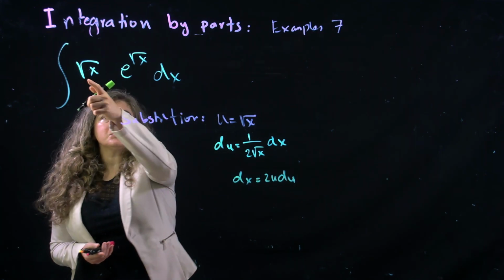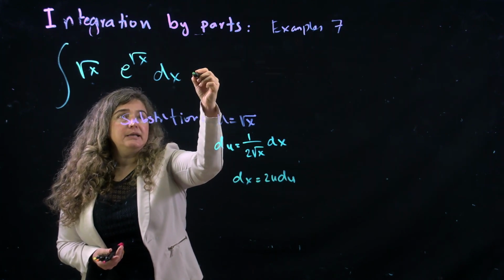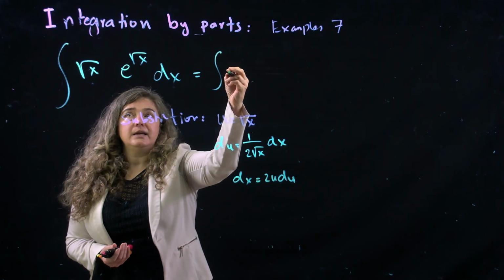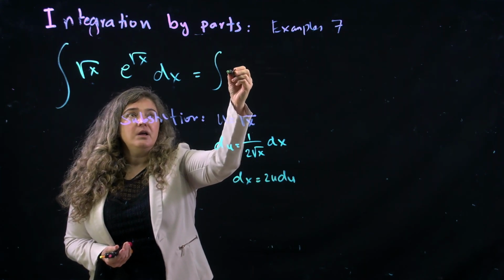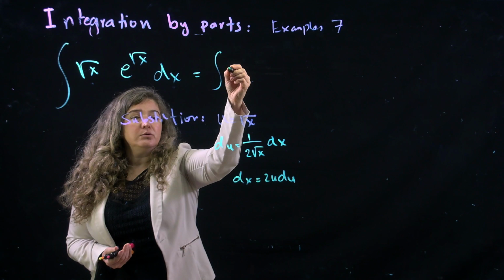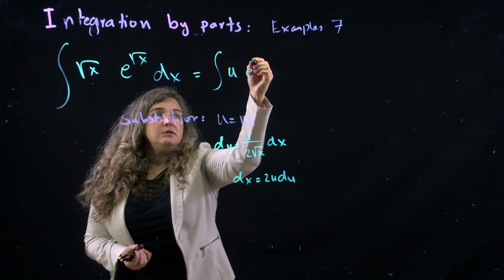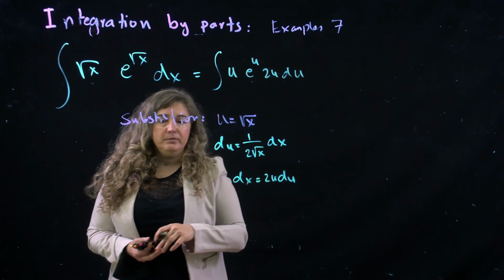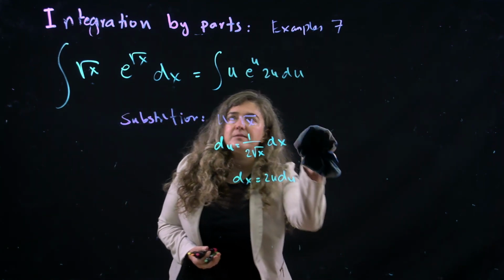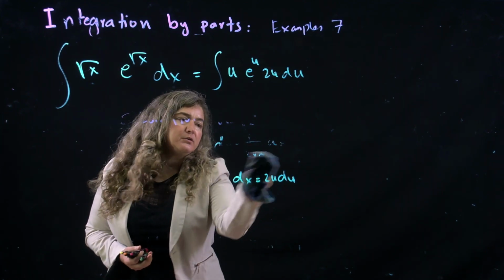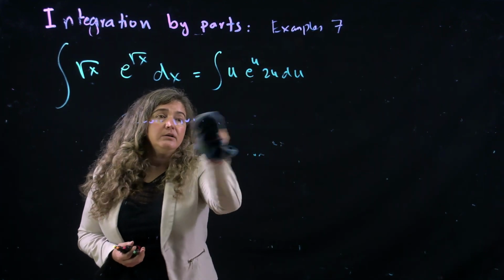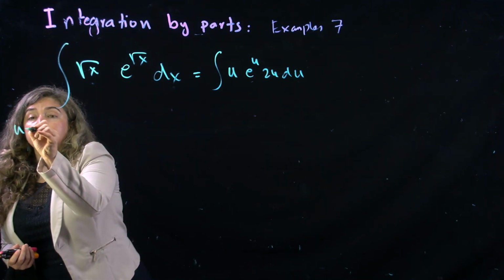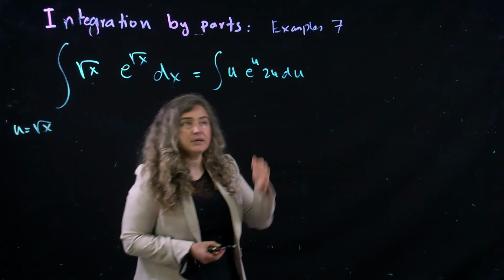And the square root of x is u, so changing everything, I'm going to get the integral of u, e to the u, and then 2u du. I put this substitution, u equal to square root of x, on one corner, so we won't forget at the very end to switch. u equal to square root of x.